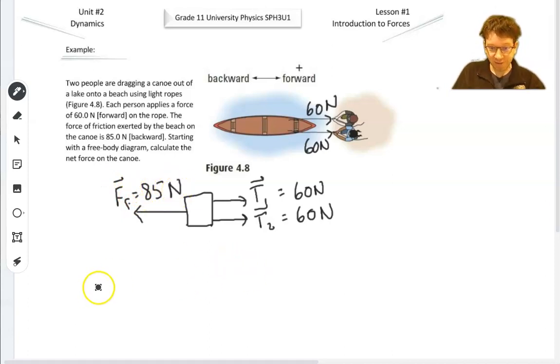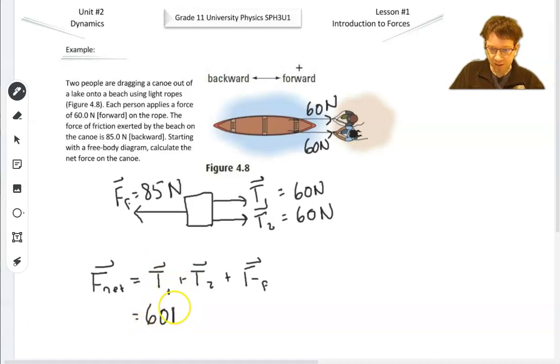Now we need to calculate net force. So this is how we're going to write it. So net force, F subscript net, which is a vector, is the sum of all of these. So it is T1 plus T2 plus our frictional force. So this is 60 newtons forward, so it's going to be positive, 60 newtons. This is 60 newtons forward, so it's going to be positive, 60 newtons. But this is 85 newtons backwards, so I'm going to write it as minus 85 newtons.